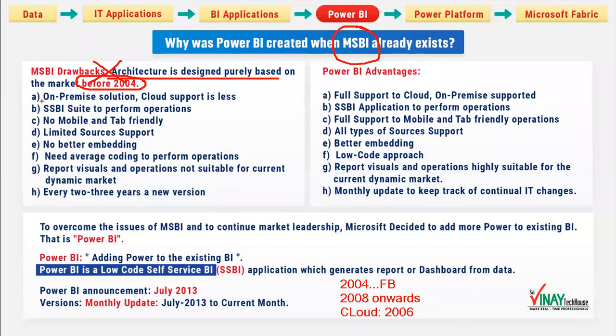Second one, it is only an on-premises solution. No cloud or less cloud support. And MSBI has no mobile and tab-friendly operation. At the beginning of our class today, I said there are different types of data available in the market, hundreds of data sources. But MSBI can connect to only a limited 15 to 20 data sources, like files and databases, not many. If you want to keep an MSBI report on your company website or on Twitter, it is not possible. That is called embedding. Embedding is also not possible in MSBI. Coding is compulsory in MSBI.